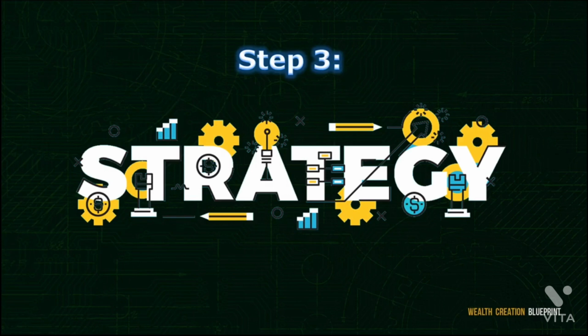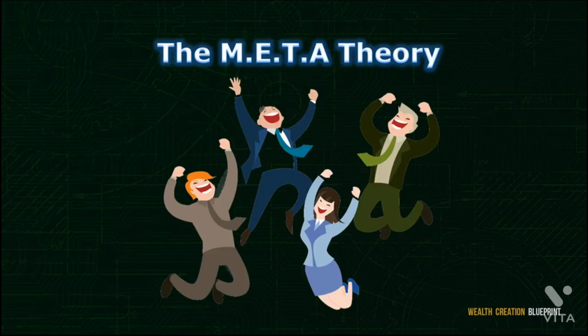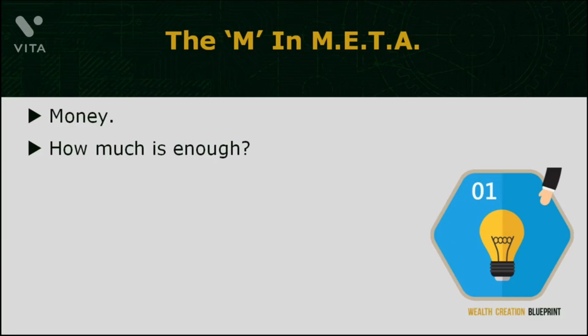In about 10 seconds from now, you'll be introduced to the META theory to invest in any business that you desire. The META theory. M stands for money, E for energy or passion, T for time, A for action taker. META is the cost of all investments. How is it so? The M in META represents money.